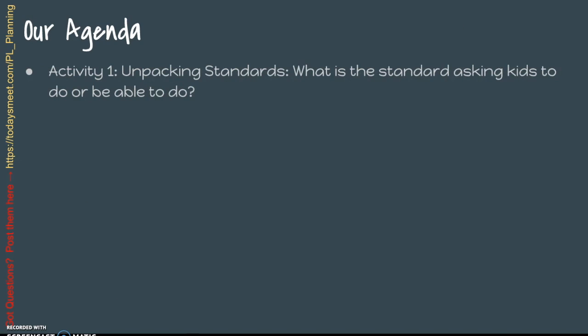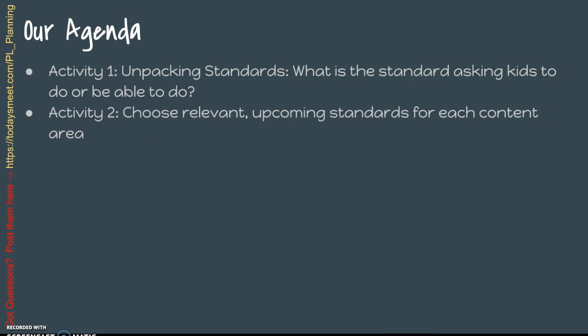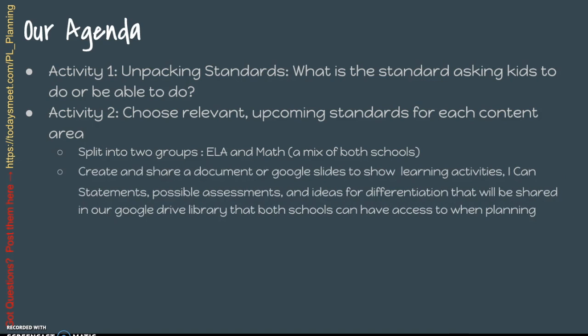All right, let's review our agenda for today. Our first activity will be activity 1, unpacking the standards: what is the standard asking kids to be able to do? In activity 2, we're going to take what we've done in activity 1 and get into 2 different teams, choosing relevant upcoming standards for each content area. We'll split into 2 groups, preferably a mix of both schools, a couple in ELA and a few in math, and then create and share a document, Google Slides, whatever you choose, to show learning activities, I can statements, possible assessments, and ideas for differentiation.